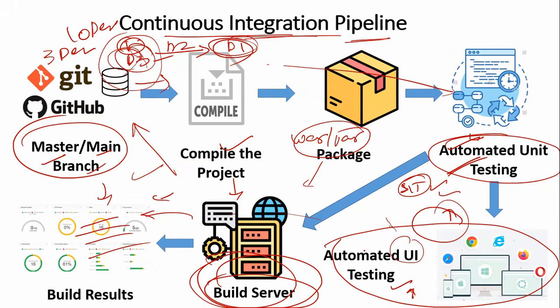So you don't need to wait for someone to raise the defect. By seeing the report itself, the team can understand, okay, the problem is here. They will start fixing it. So this is what continuous integration is.